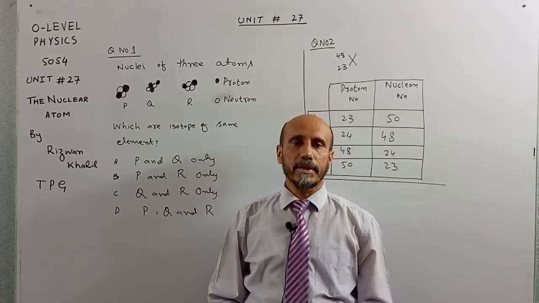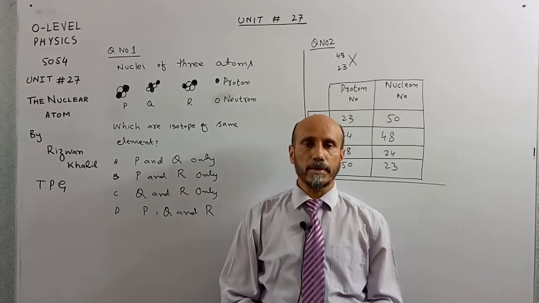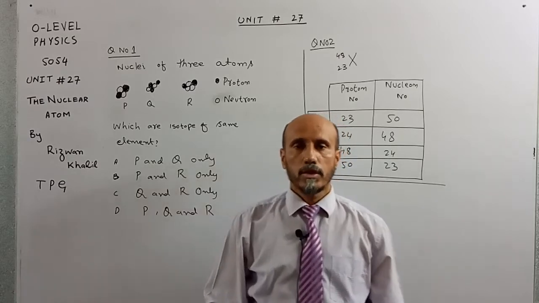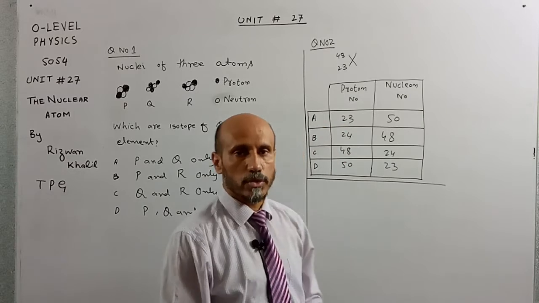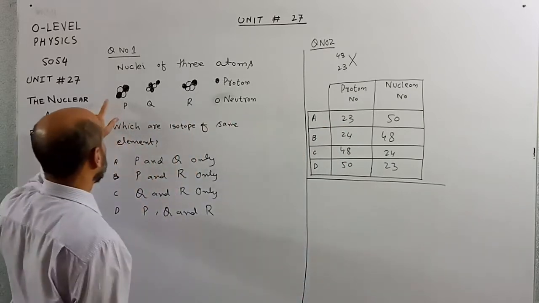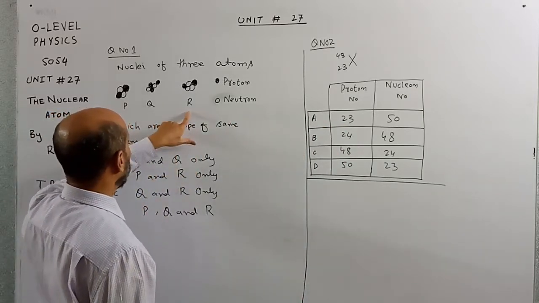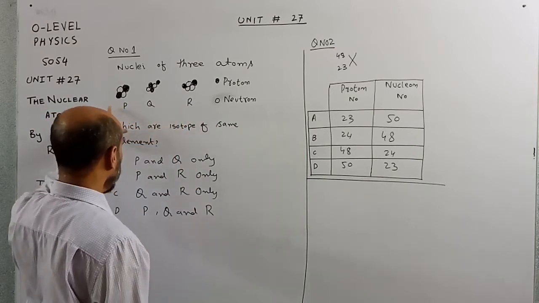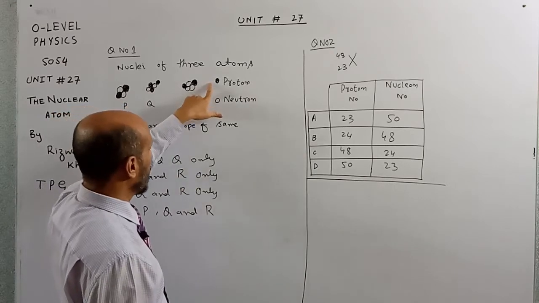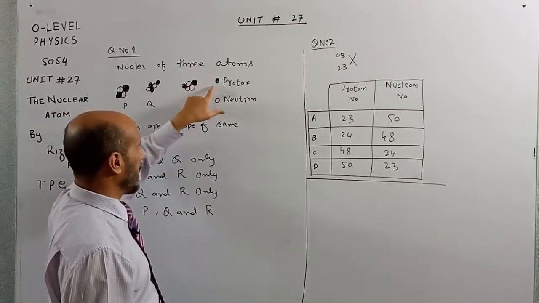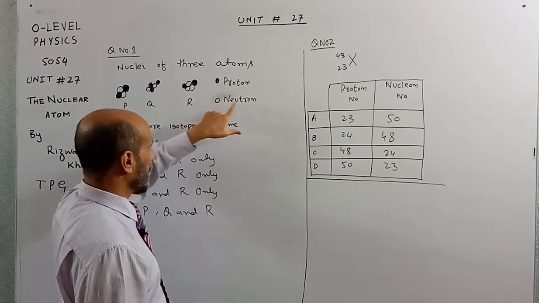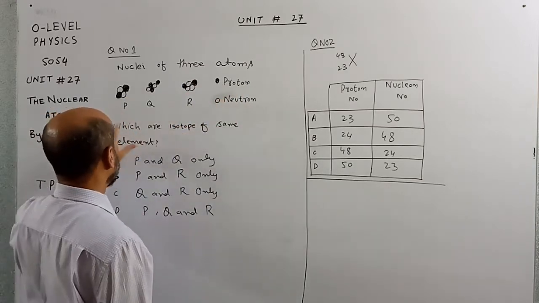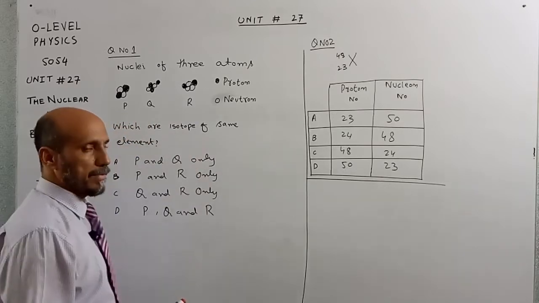Okay, now we will consider different examples from past paper in order to reinforce the concept of isotope. So let's proceed towards those examples. In question number 1, 3 different nuclei atoms are given. Black color represents filled color, rather you might say protons, and empty circle represents neutron. So P, Q, R, which are the isotopes of same element?